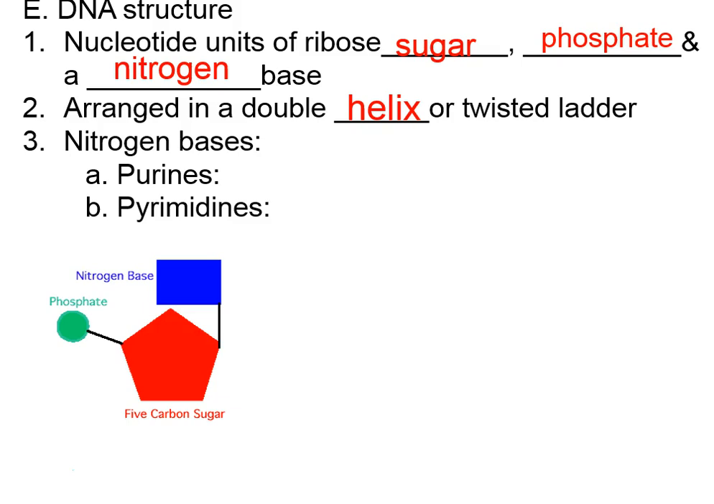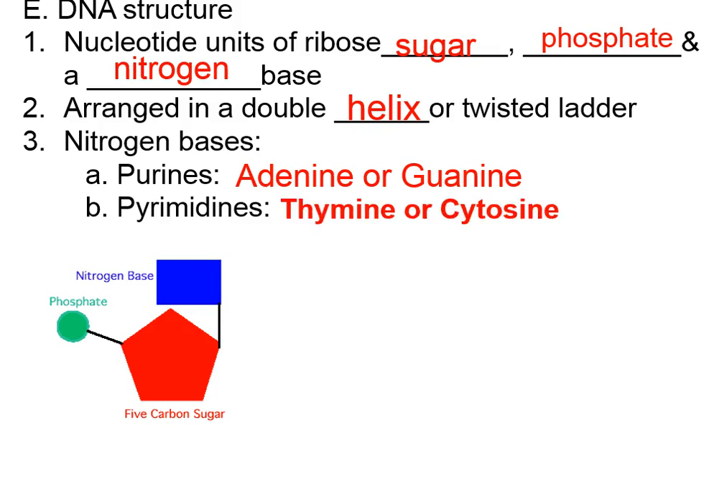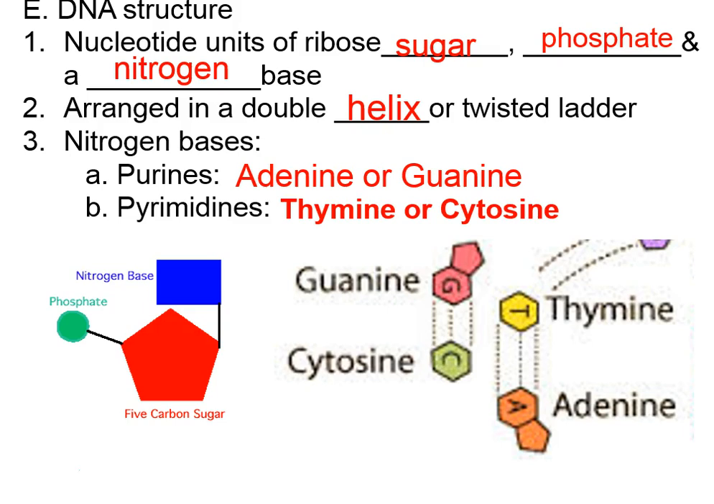Inside of the ladder, the rungs of the ladder are where our nitrogen bases will be located. We have two types. We have purines, which are adenine and guanine, and we have pyrimidines, which are thymine and cytosine. Guanine, which is a double-ringed purine, has to bond to cytosine, a single-ringed pyrimidine. And that leaves our double-ring adenine purine to hook with our single-ring thymine pyrimidine. So adenine always goes with thymine, A to T, and guanine always goes with cytosine, G to C.